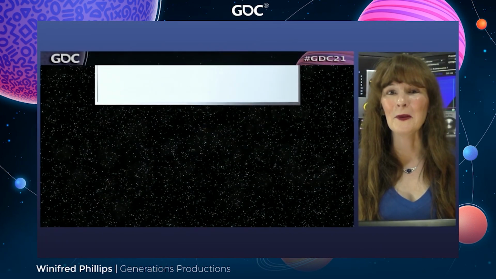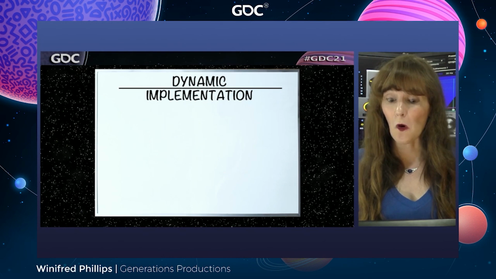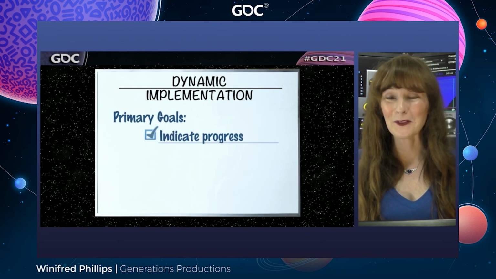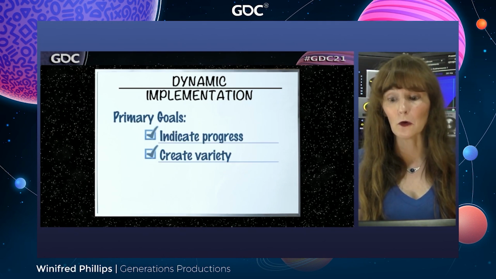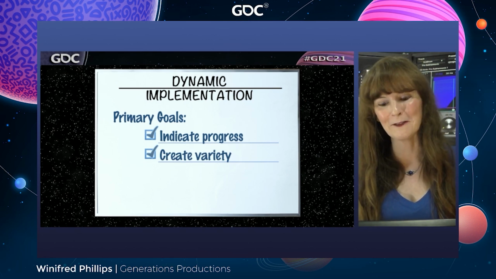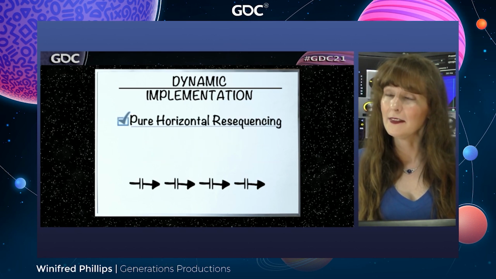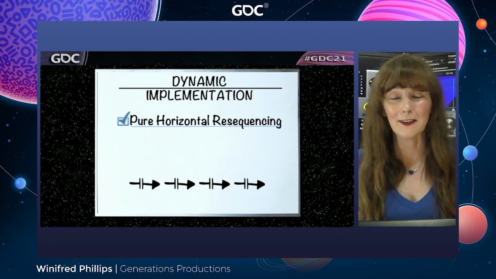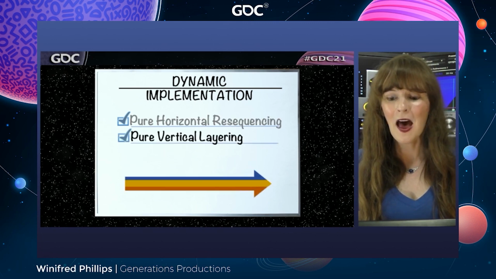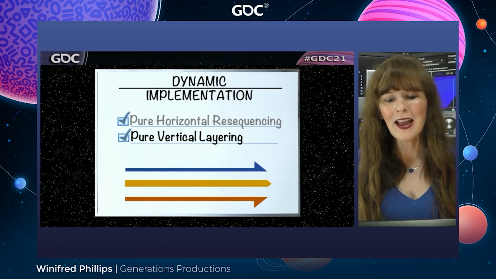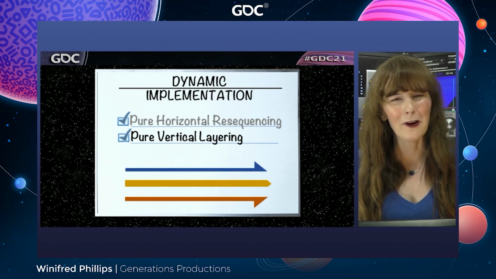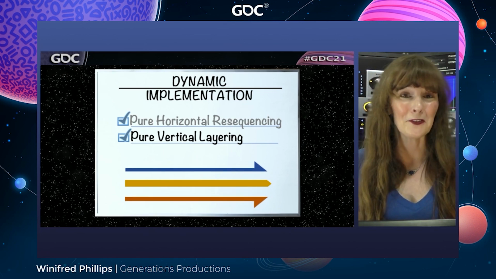This vertical layering music from Spyder accomplished two goals. It indicated progress through the level, and it created variety to keep the music from feeling repetitive. So while horizontal resequencing slices up a track into segments to accomplish the same goals, a pure vertical layering approach can instill a sense of progression and variety without needing to fragment a composition.